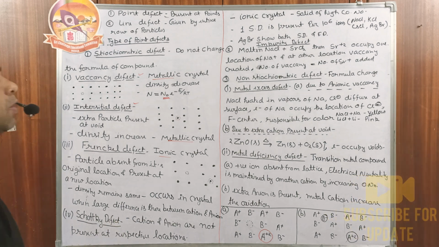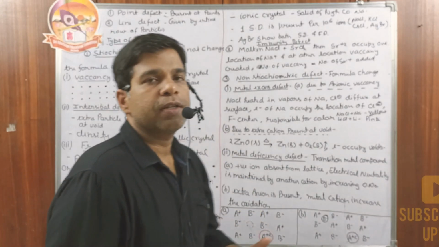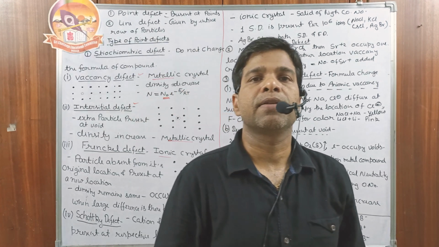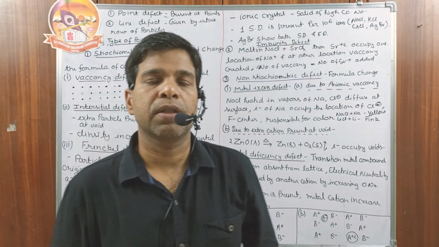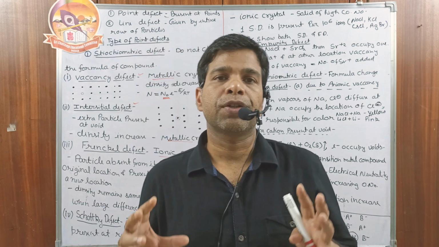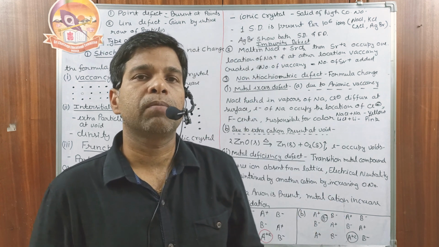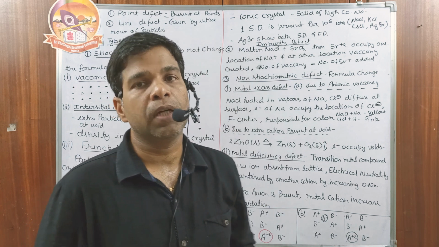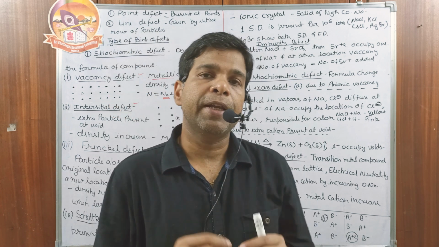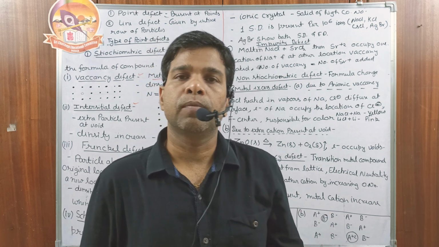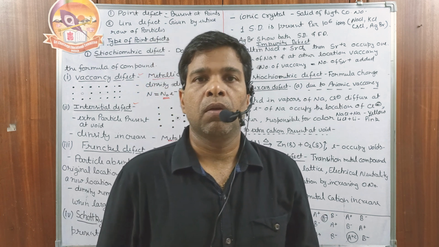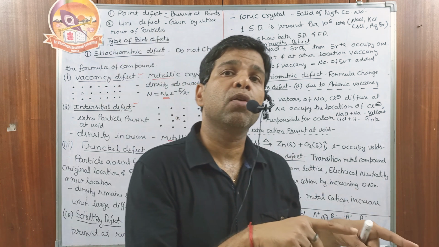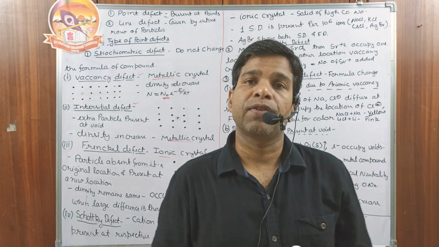Now we have the impurity defect. What is the impurity defect? Suppose in the crystal of NaCl we are adding some small amount of SrCl2. So now lattice locations are occupied by Cl⁻ and void locations are occupied by Na⁺. So at a void location of sodium, now one Sr is there. One location is occupied by the Sr²⁺, but at another location it creates one deficiency.